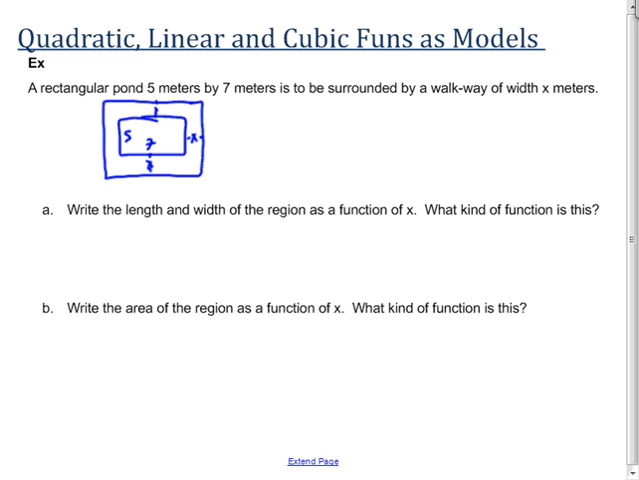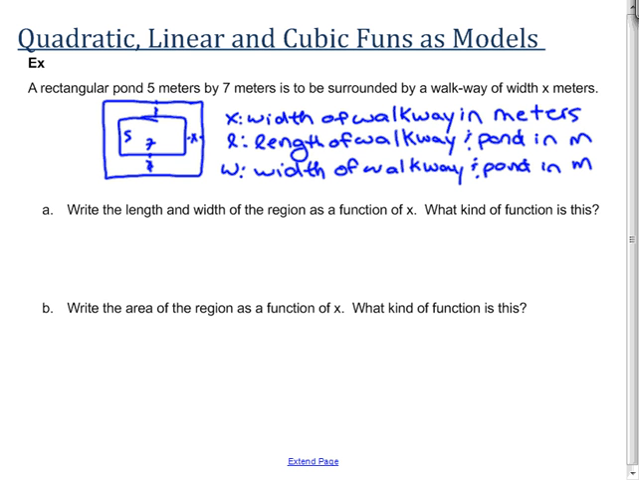Okay. So there's our information so far, based on what I have for a picture. It says write the length and width of the region as a function of x. So now I need to start defining my variables. I'm going to have length, I'm going to have width, and I'm going to have x. So define each of those out. They kind of defined x for us. x is the width of the walkway in meters, L is the length of the walkway and the pond in meters, and then W is going to be the width of the walkway and pond in meters.